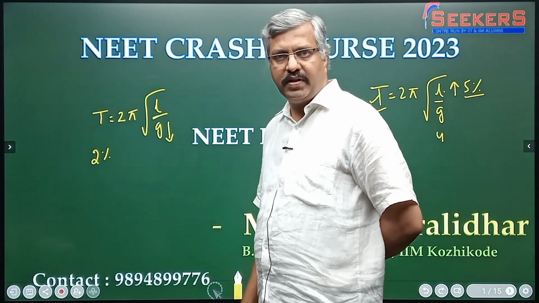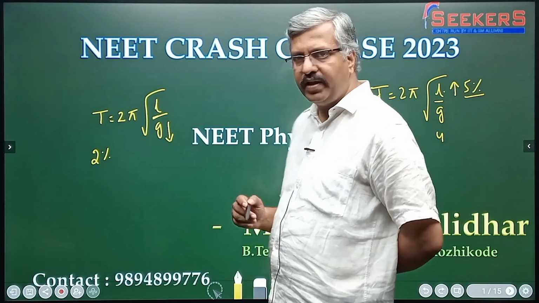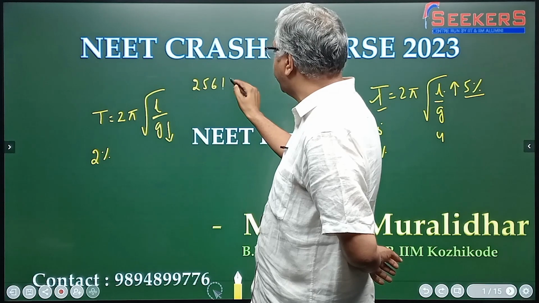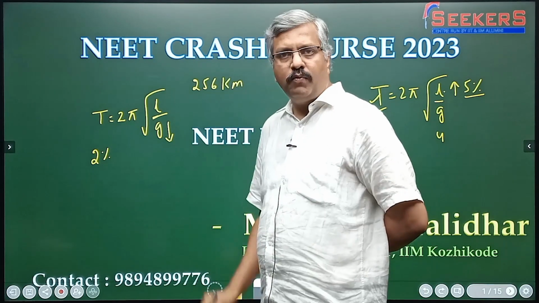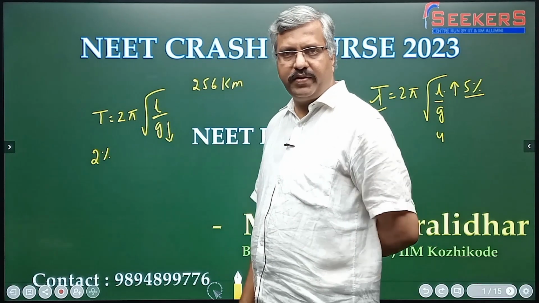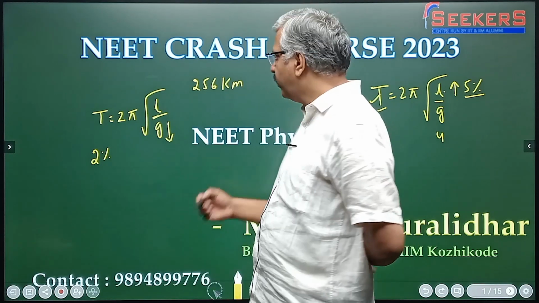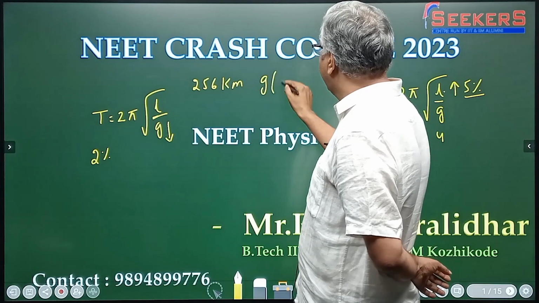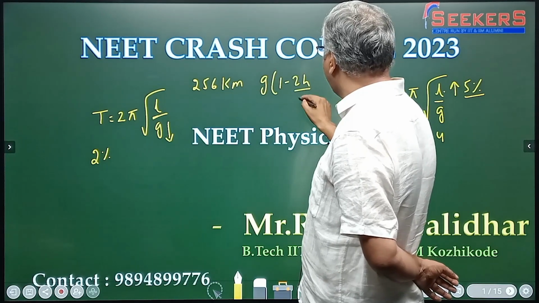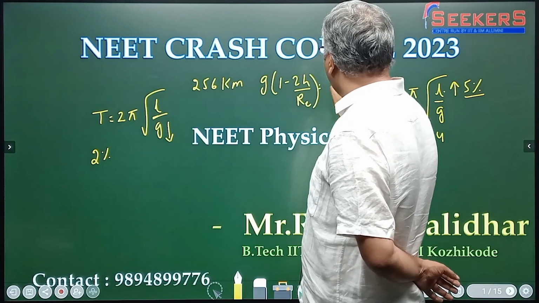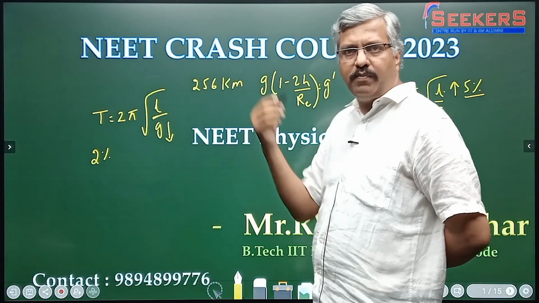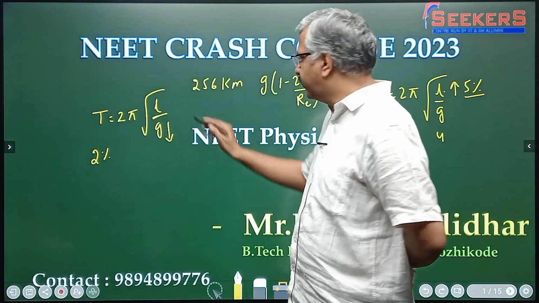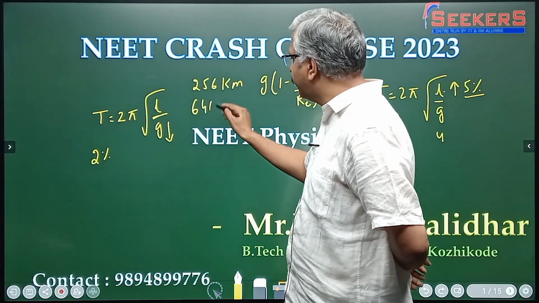One more specific question I will tell you. Suppose they say that we go to an altitude of 256 kilometers above the earth. What will be the value of gravity 256 kilometers above the earth? The way you answer these kind of questions is, I hope all of you understand, g(1 minus 2h by Re). This is equal to the apparent gravity as you go above the earth. Now radius of earth is 6400 kilometers.